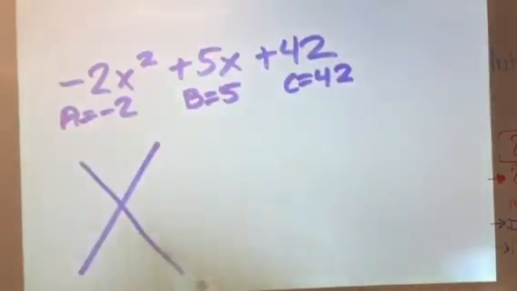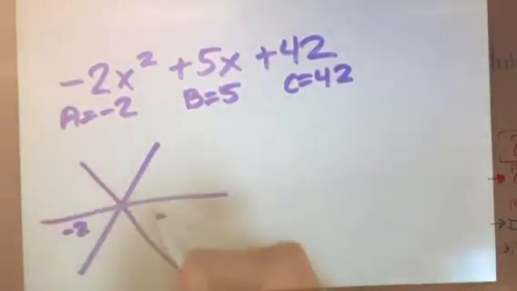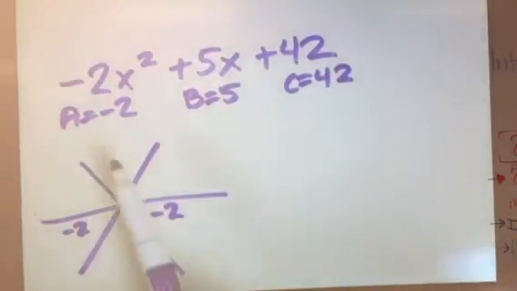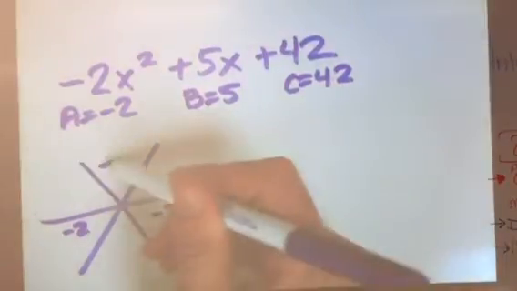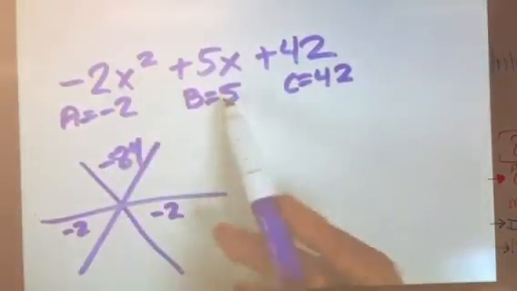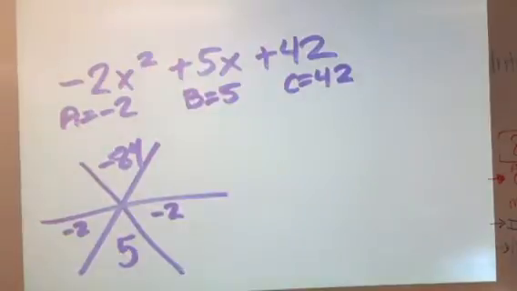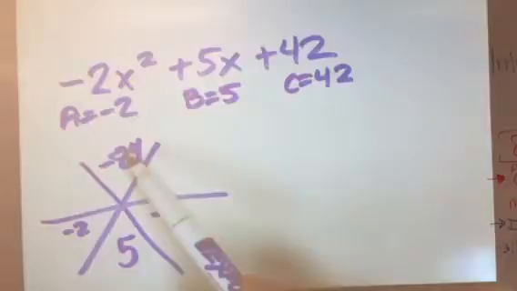So I'm going to do my factor tree. I know I'm going to be dividing by negative 2. I have a product of a times c, so negative 2 times 42 is negative 84. And I have a sum of b, which is 5. So I'm going to think through my factors of 84. What multiplies to give 84?